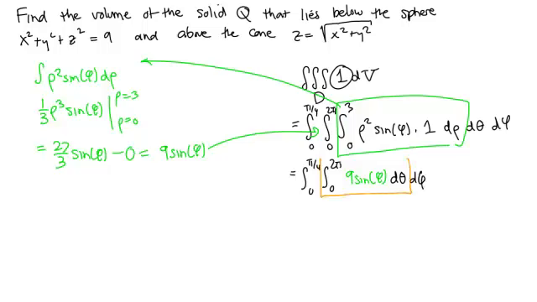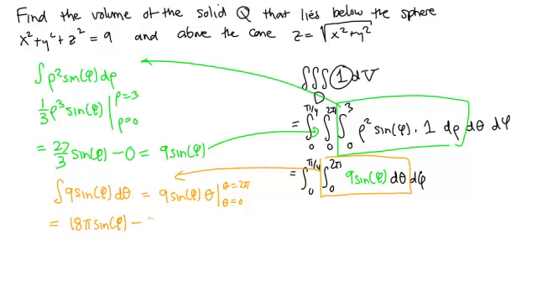But if we focus on this inside integral, to integrate 9 times the sine of phi with respect to theta, this whole thing is a constant. And so this is simply 9 sine of phi times theta, evaluated from theta equals 0 to theta equals 2 pi. So if we plug in theta equals 2 pi, we're going to get 9 times 2 pi, or 18 pi times the sine of phi. If we plug in 0, we're going to get 0. And so that becomes our next iterated integral. We're going to integrate from 0 to pi over 4 of 18 pi times the sine of phi d phi.